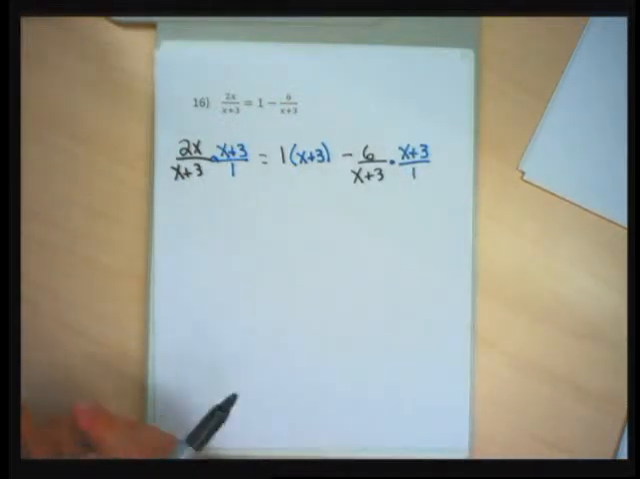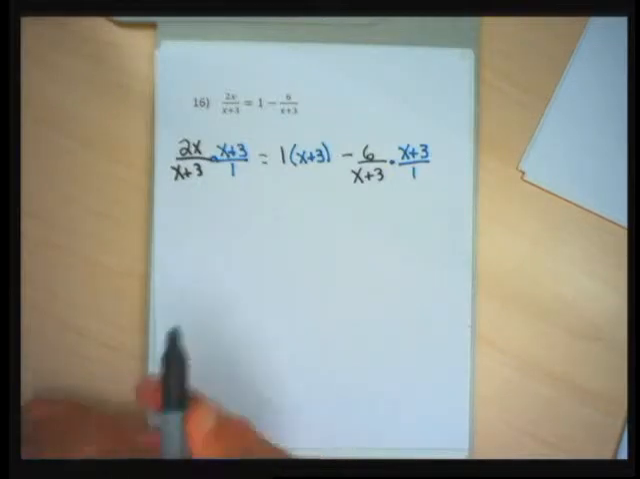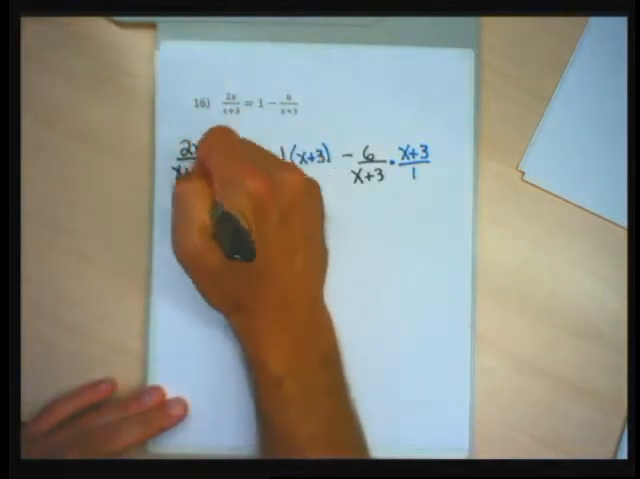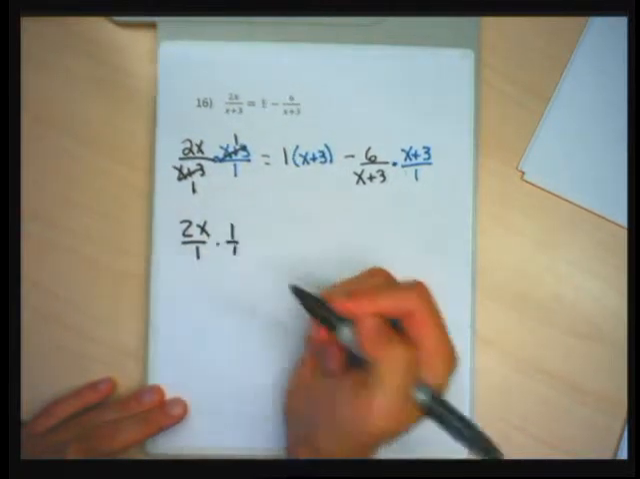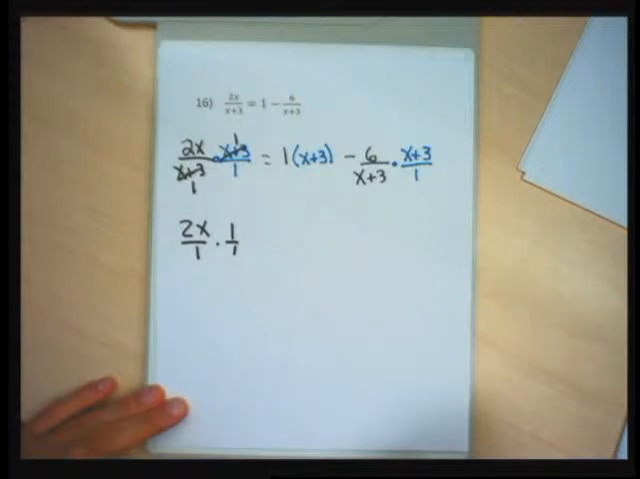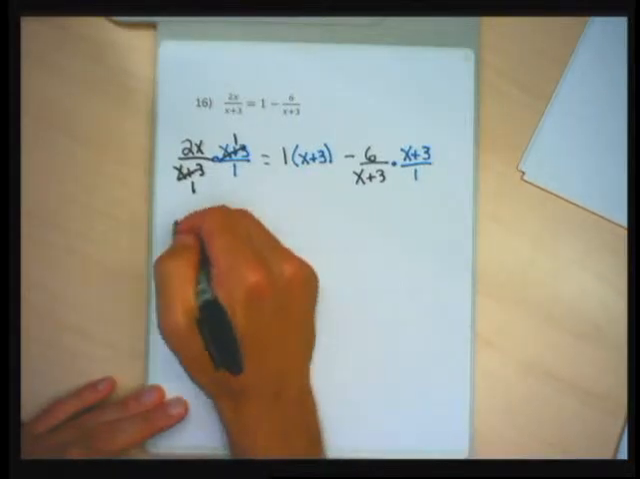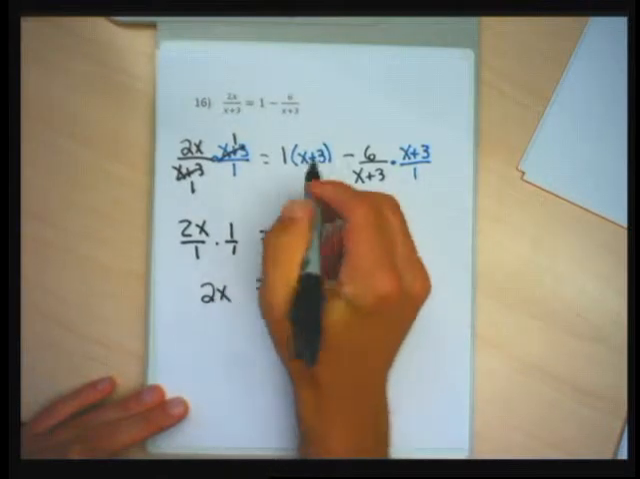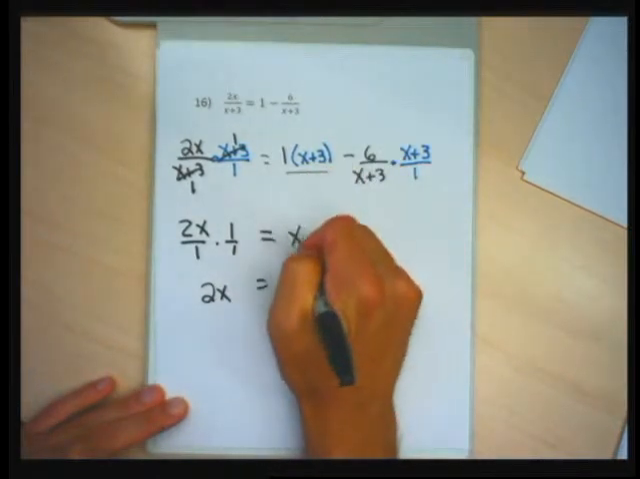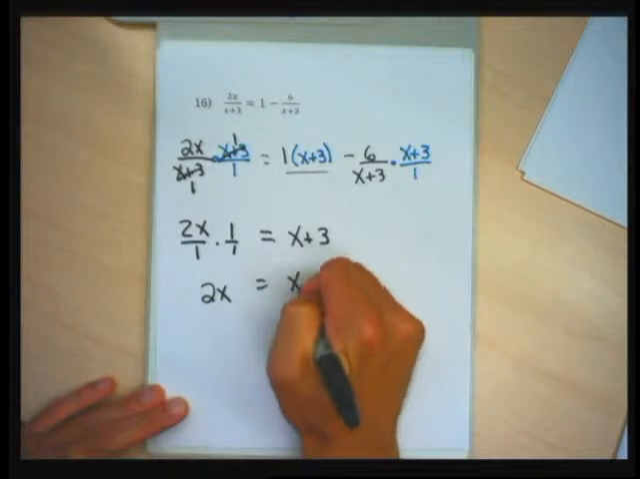So because the only denominator was x plus 3, multiplying each term by it is going to clear the fractions. First, canceling, I get 2x over 1 times 1 over 1. Don't need a fraction anymore because all I have is 1 in the denominator. This 2x and this 1 multiply to be 2x. To the right of the equal sign, 1 times anything is itself, so I'm just going to get an x plus 3.